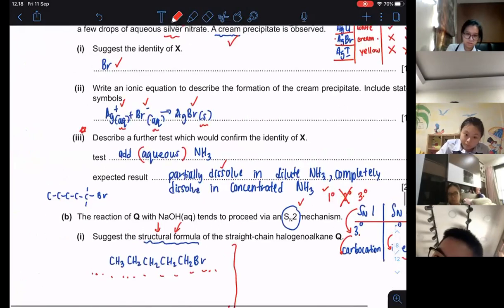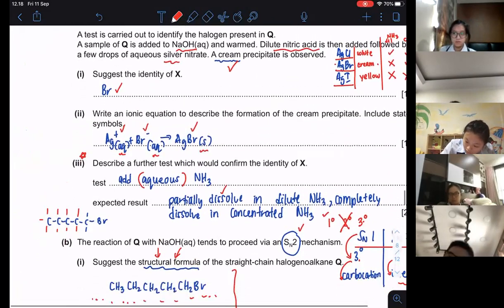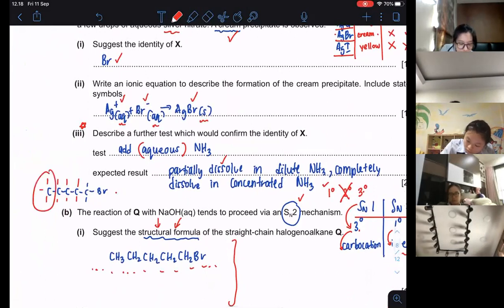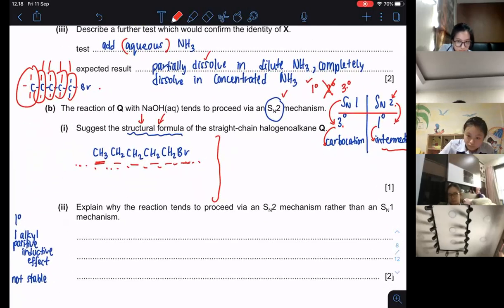If you put everything out like this, then it's going to be a displayed formula. If you want a structural formula, all straight chain, it's supposed to be like this: CH3, CH2, CH2, CH2, CH2, CH3, CH2, CH2, CH2, CH2, left with Br. So that is going to be your structural formula. Can I simplify? I will suggest don't do that. Don't put CH2Br in short form. I will not advise you to do that. Please write the full formula. Now, explain why the reaction tends to proceed via the SN2 mechanism.